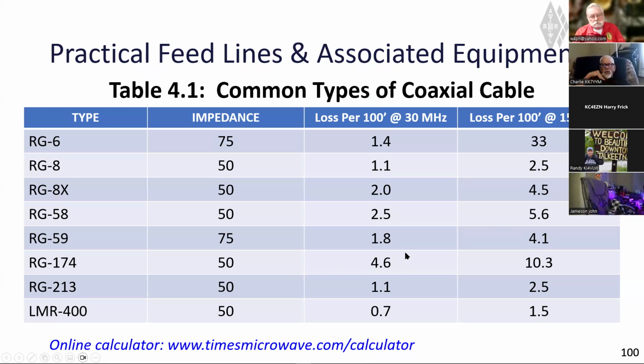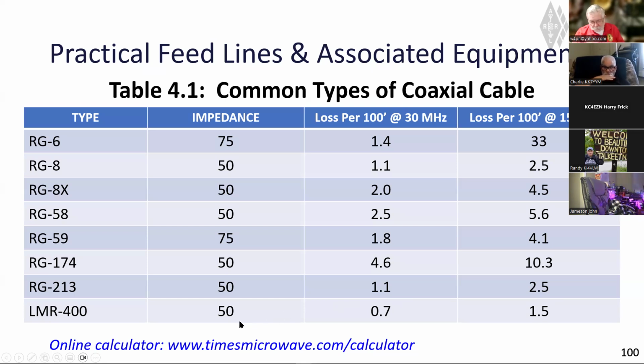RG174, that's a little bigger than 1/8 of an inch in diameter, and it has 4.6 and 10.3 loss. RG213 is maybe a little smaller than RG174, but it's also a Teflon type insulated, and it's good at 1.1 on 30 megahertz and 2.5 at 150 megahertz.